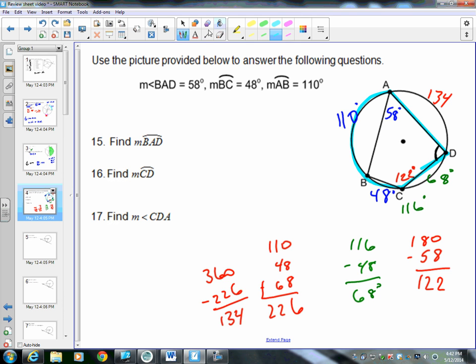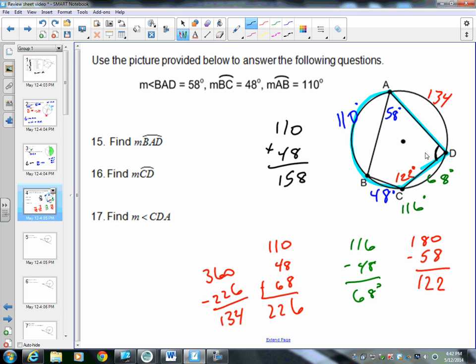And we know that if we have an intercepted arc, the inscribed angle is half the intercepted arc, just like what we did before with 58 and 116. Now we're going to go back the normal way, so the arc divided by 2 gives me the angle. If the whole arc ABC, well I don't know it yet, but I can find it because I know AB is 110, BC is 48, I can add those together, which is 158 degrees.